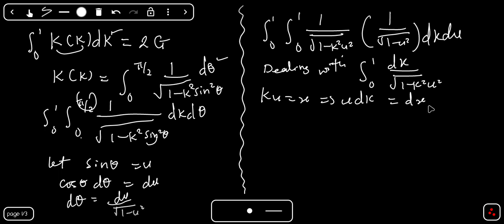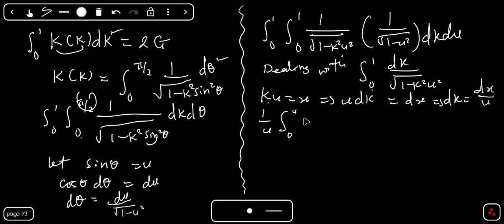Then you can make dk the subject of the formula. Then we have dk is equal to dx over u. So that's what we're going to have there. So we're going to have 1 over u, then integral from 0 to u. If you make the substitution of the limit, so when k is 1, we just substitute k to be 1, then we have u. Then when k is 0, just substitute k to be 0, then we have 0.